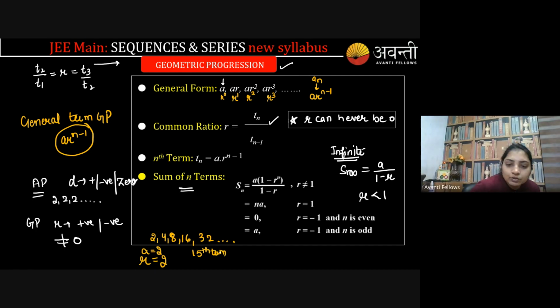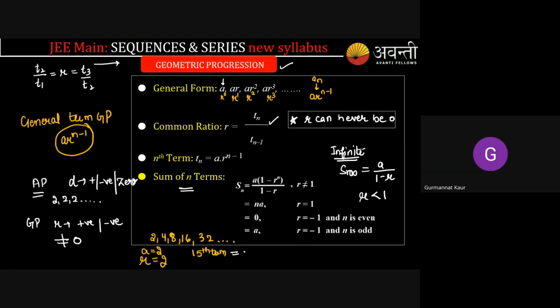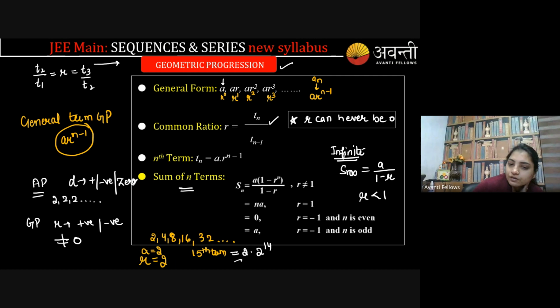Can I calculate the 15th term? What should be the formula, Vatsal? 2 raised to power 15, a r raised to power 14. Okay, 2 into 2 raised to power 14, it means 2 raised to power 15, right? Or if I tell you find the S10 for this, sum of 10 terms in this GP, can you calculate?